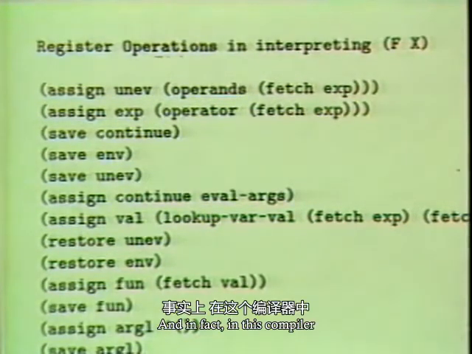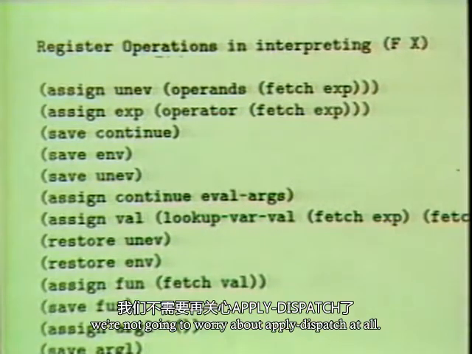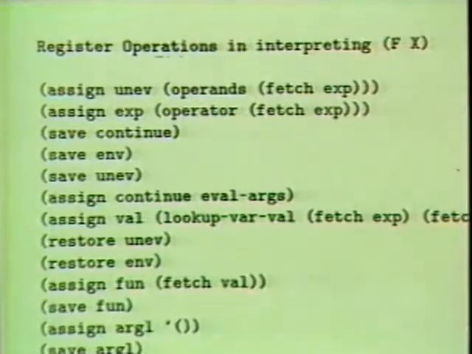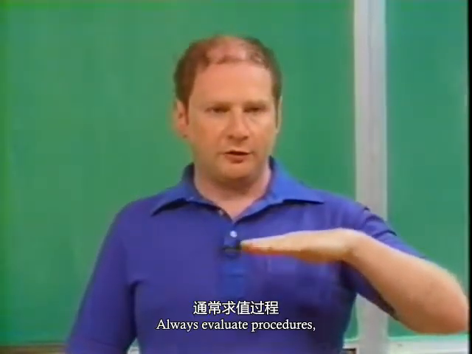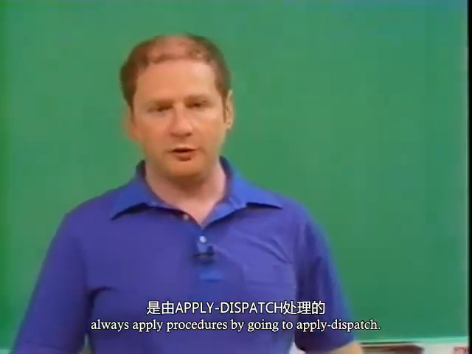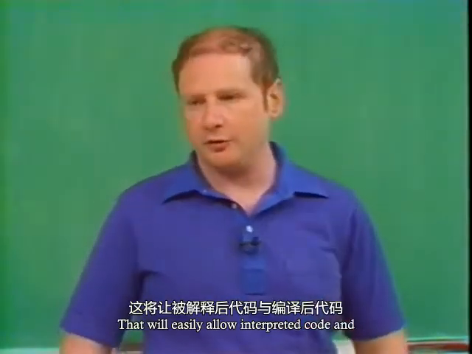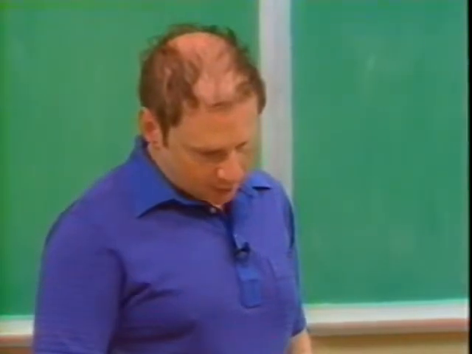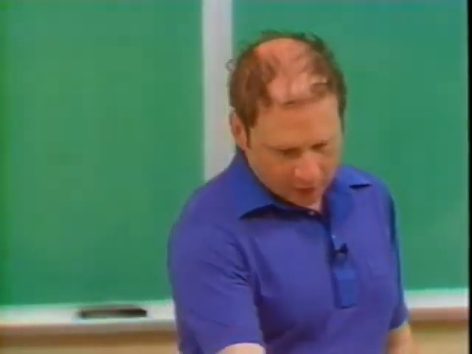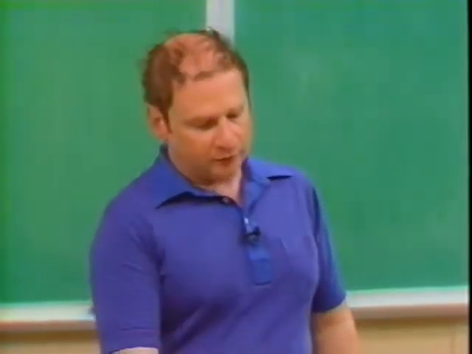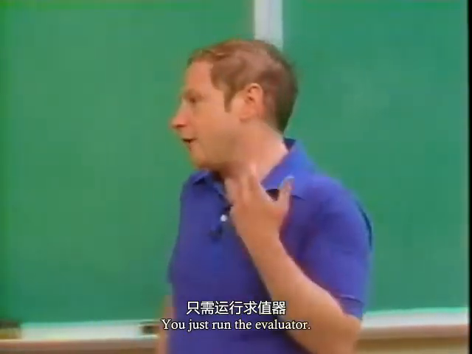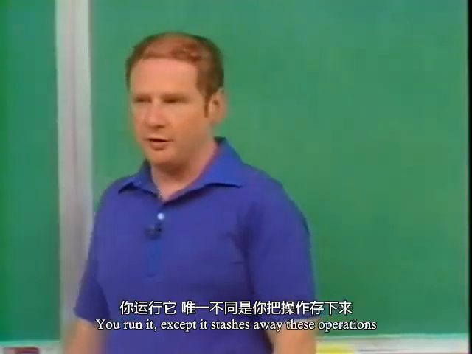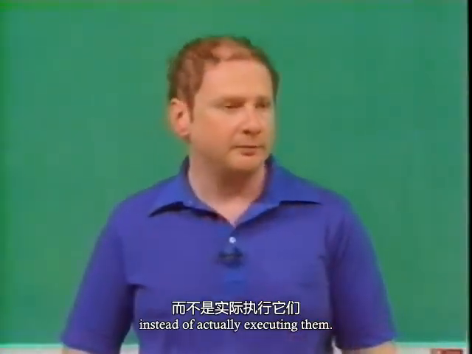And in fact, in this compiler, we're not going to worry about apply dispatch at all. We're going to have both interpreted code and compiled code always apply procedures by going to apply dispatch. And that will easily allow interpreted code and compiled code to call each other. Well, in principle, that's all we need to do. You just run the evaluator. See, the compiler is a lot like the evaluator. You run it, except it stashes away these operations instead of actually executing them.